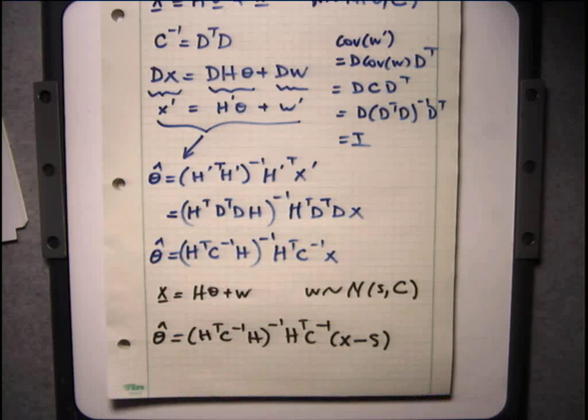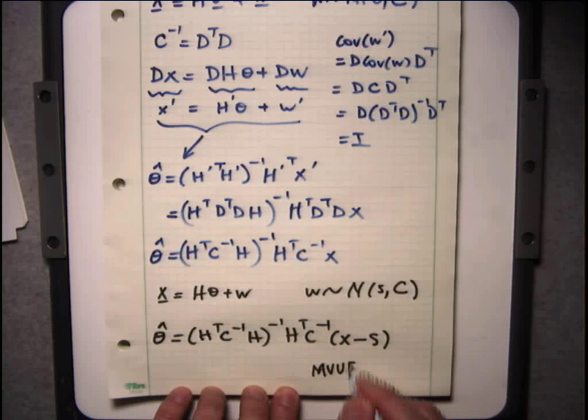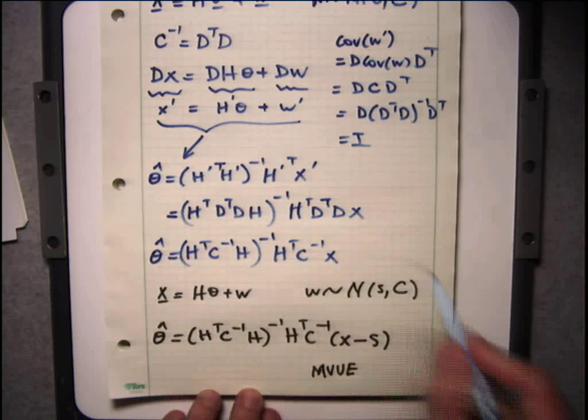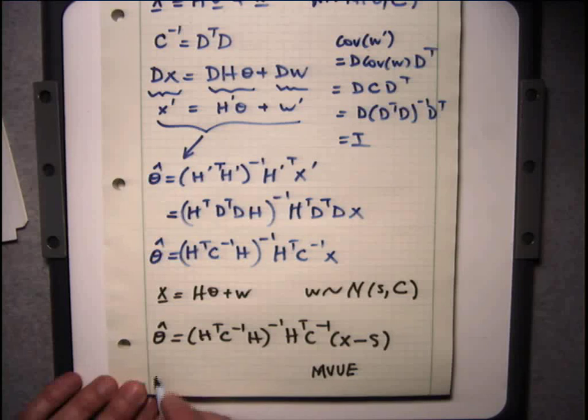Okay, so this is the general minimum variance unbiased estimator for this Gaussian linear estimation problem. If you're also interested in not just theta, but some linear function of theta, let's say you're interested in alpha equals a times theta, what is the minimum variance unbiased estimator for alpha?